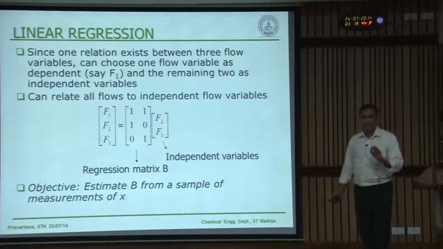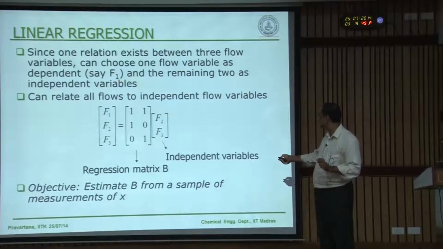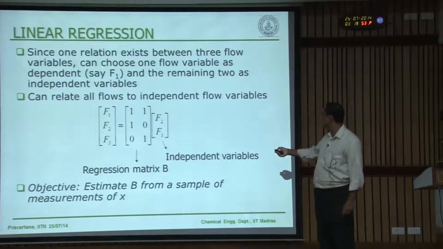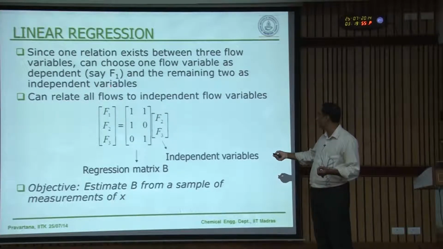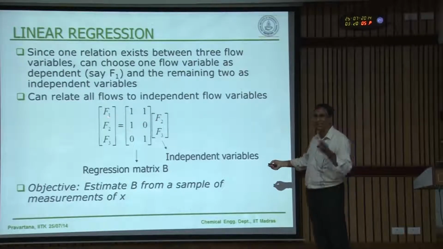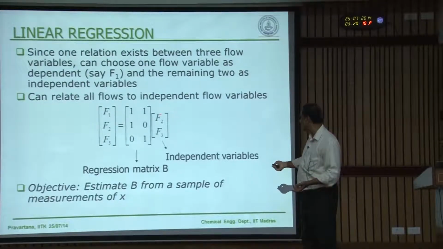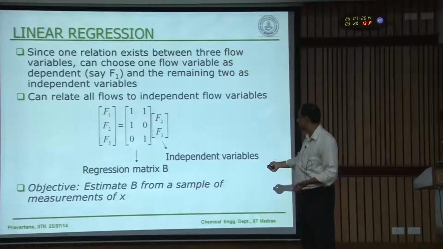So, just to show you, this is very closely related to the regression problem. We are not stating anything differently. There is a slight difference. In this case, there is only one relation between 3 variables. So, you could choose one of the flow variables to be a dependent variable and the remaining 2 to be independent, and you can write it in this form. That is, because there is one constraint, there is one dependent variable. The remaining you can choose as independent, and you could actually say, I want to find this regression matrix that ties F1 to F2 and F3.